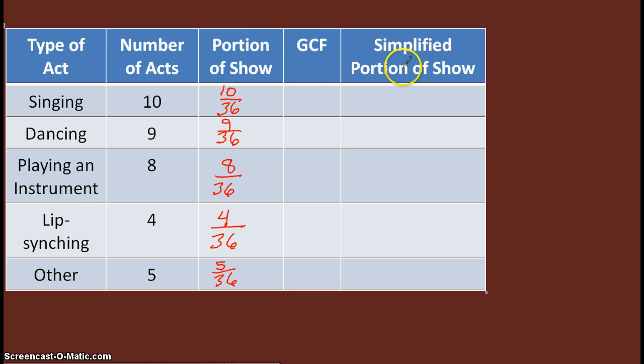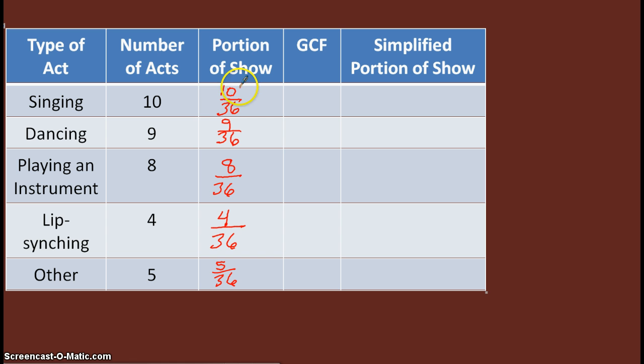Now, this next column wants us to identify the greatest common factor of both the numerator and the denominator. One of the fluency math standards for 6th grade students is being able to identify a greatest common factor very quickly just by looking at two numbers that are less than 100. They should be able to identify the greatest common factor.